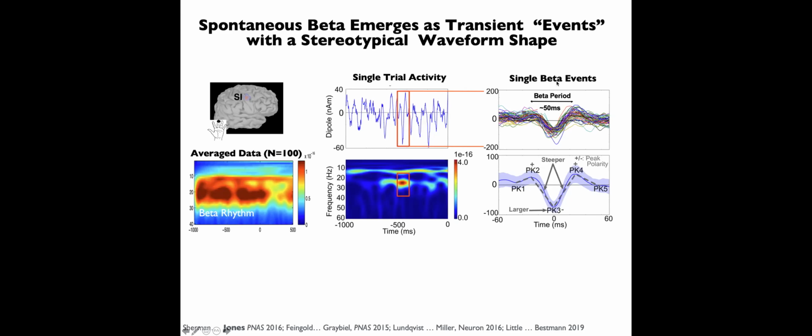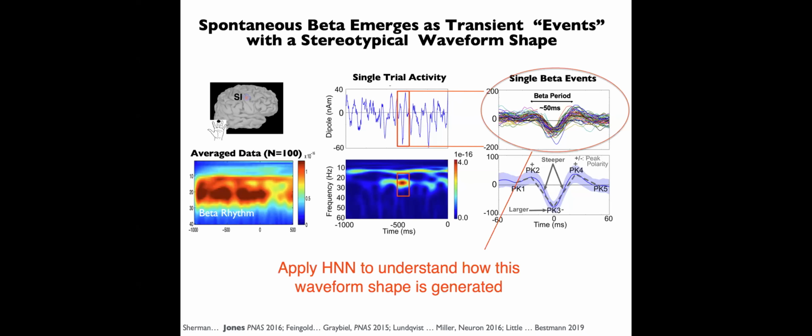Now, this transient expression of beta and this stereotyped waveform shape has now been seen in many studies. It's seen in sensory cortex, it's seen in motor cortex, it's seen in frontal cortex, which suggests that there's some very robust underlying phenomena creating this waveform shape of these beta events. And so we're going to apply HNN to try to understand, how is this waveform shape generated?